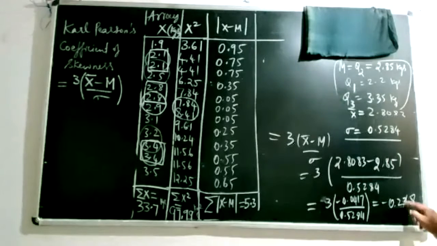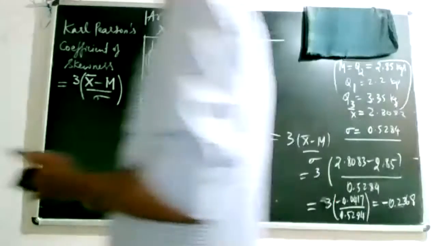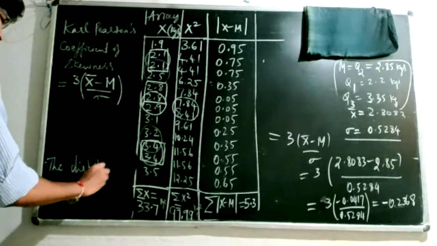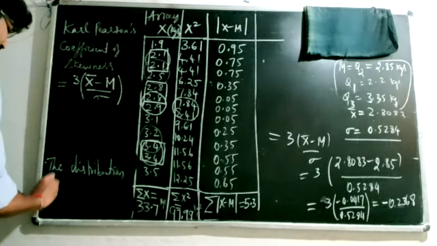Coefficient, it is also a unit circle. We are observing the negative value for the skewness. We will conclude that the distribution is negatively skewed.